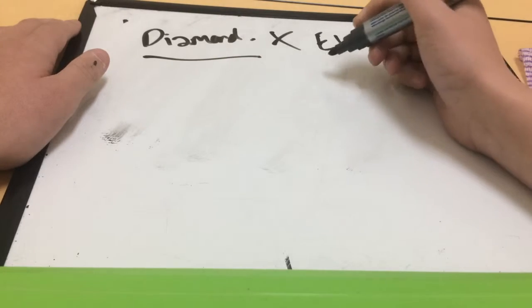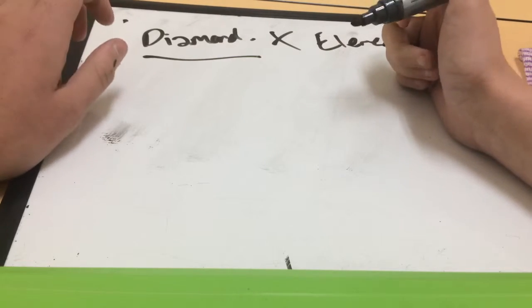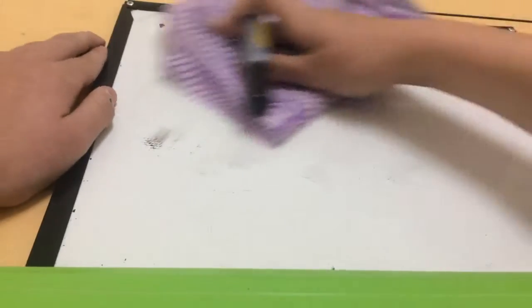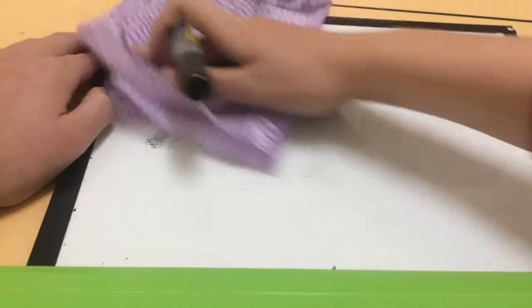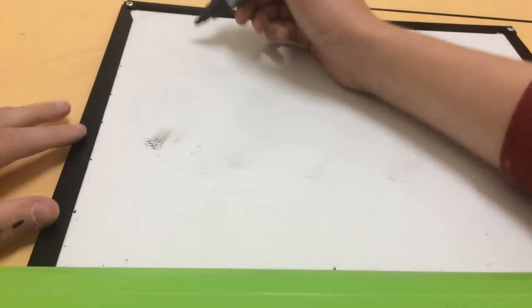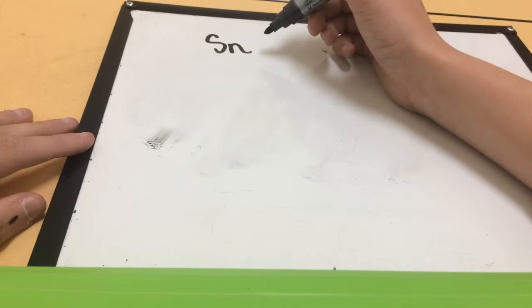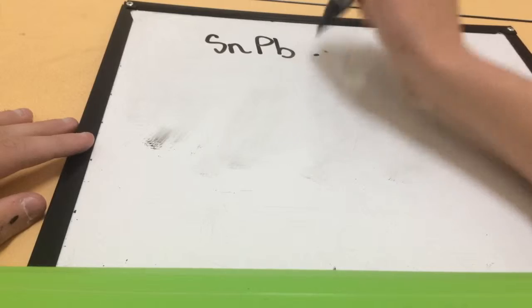Diamond is actually an alloy, so it contains a bunch of metals. Contains a lot of metals. I think there's also some carbon in there, so don't count me on it. That actually might even be carbon, I don't know. But for example, a good alloy is bronze. Bronze is tin and lead.